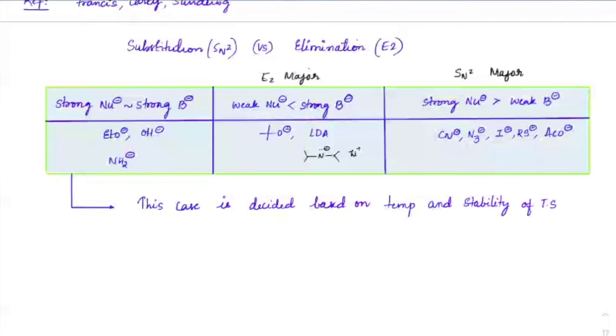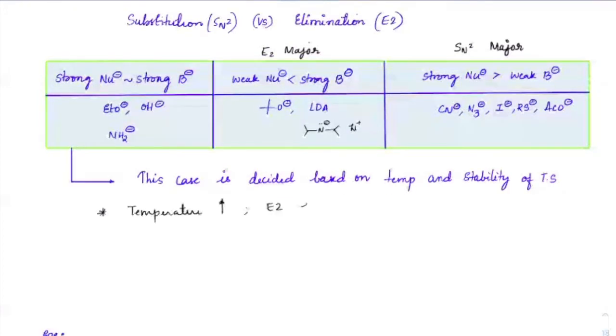So in the first case, how do we need to check? It's clear-cut that if the temperature increases, then E2 is favored over SN2. This you have studied earlier also. Eliminations are always favored at high temperature because they are endothermic in nature. SN2 reactions, on the other hand, are exothermic, so they are not favored at high temperature.